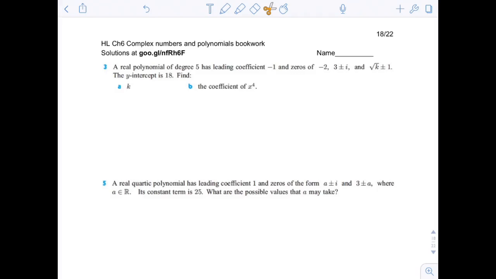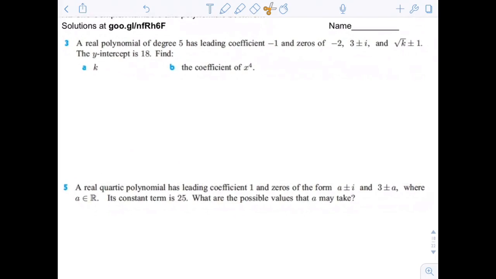Page 18 of complex numbers and polynomials. Number 3: a real polynomial of degree 5 has leading coefficient -1 and zeros of -2, 3 plus or minus i, and square root of k plus or minus 1, plus or minus i. The y-intercept is 18. Find k and the coefficient of x to the fourth.